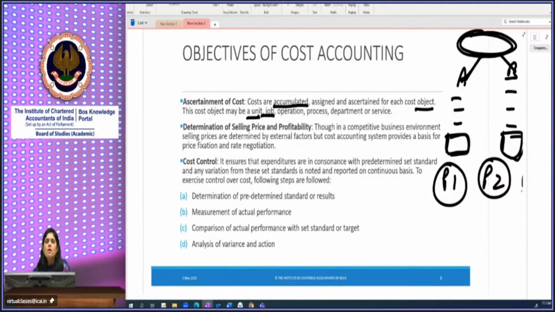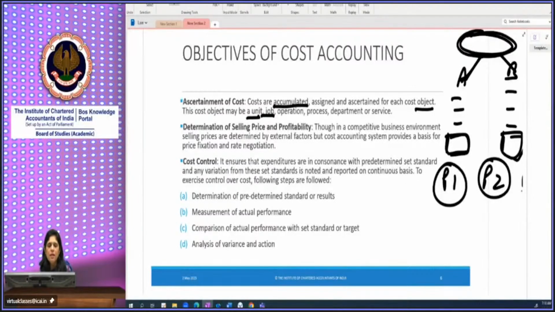All right. So that is the purpose, the significance of cost. Otherwise, there are many factors which help in determining the selling price. Cost is not the only factor, but cost is one of the important factors which help in determining the selling price. Clear? So though in a competitive business environment selling prices are determined by external factors, the cost accounting system provides a basis for price fixation and rate negotiation.